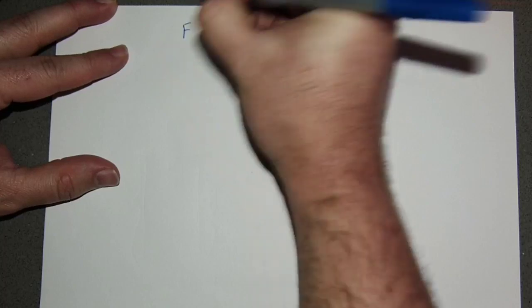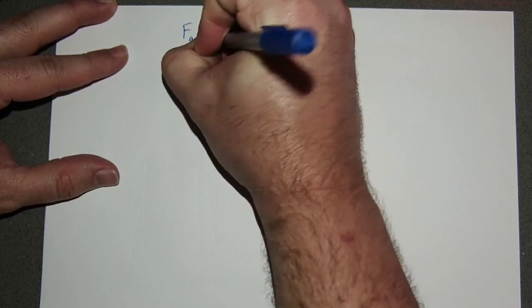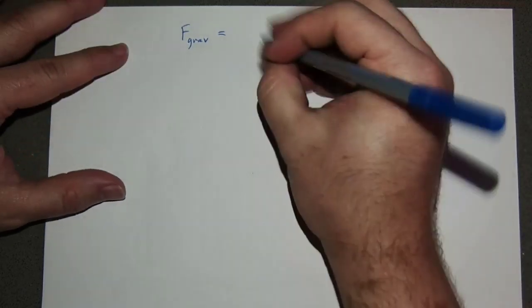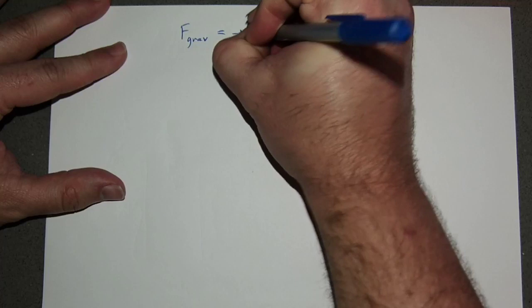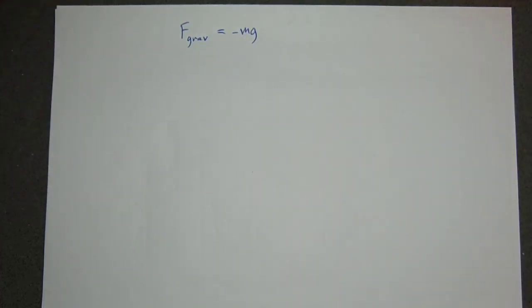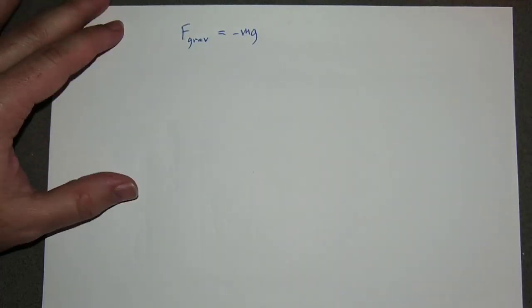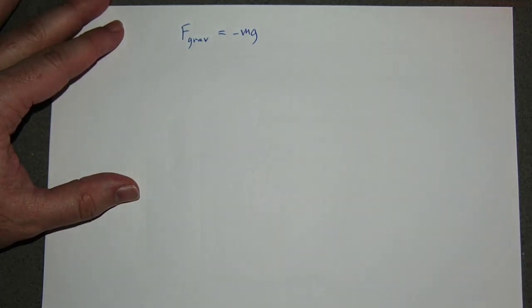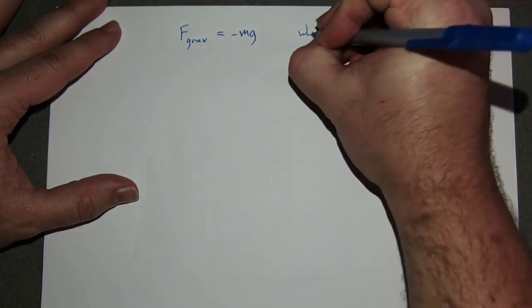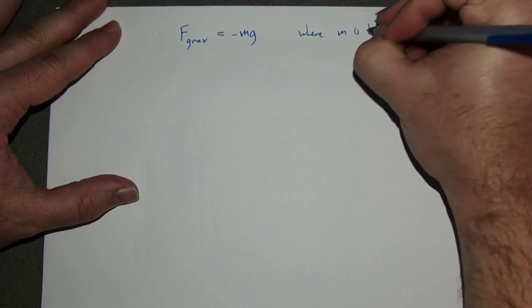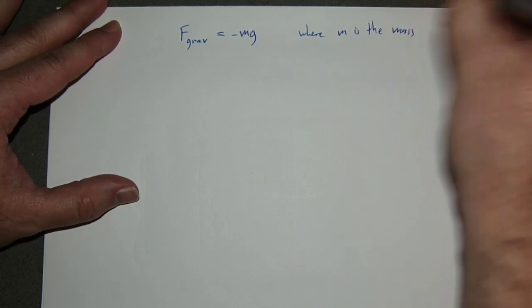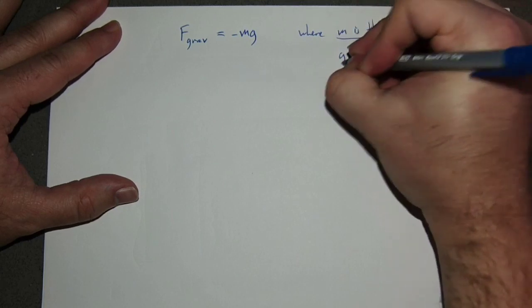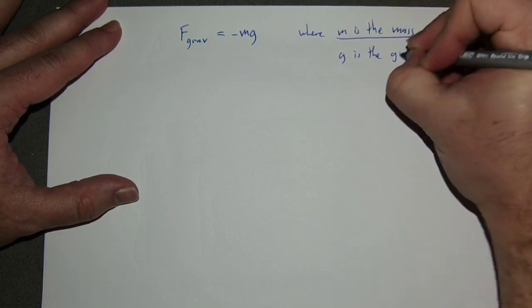Okay, so it turns out that this gravitational force, with some assumptions, namely uniform gravitational acceleration, my gravitational force is minus mg, where m is the mass in question, right? M is always the mass, and g is the gravitational constant.